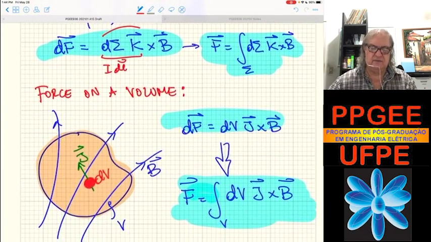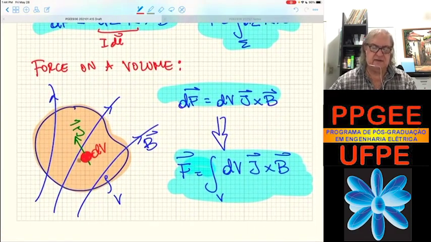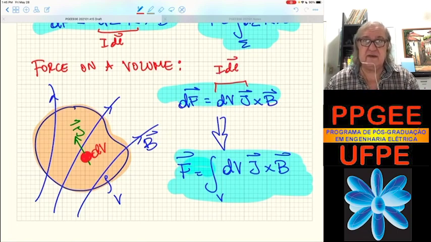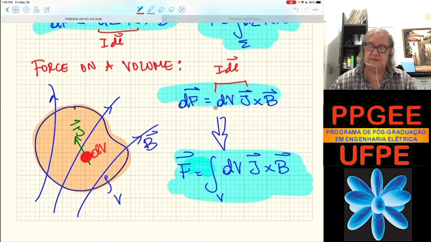On a volume, we have a volume of current subjected to a B field. So we have again IDL replaced by JdV. So we're going to have this change. Now the integral is on the current distribution. It is going to be this result here.